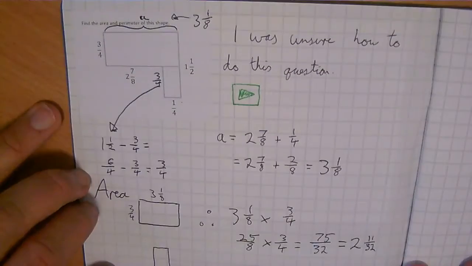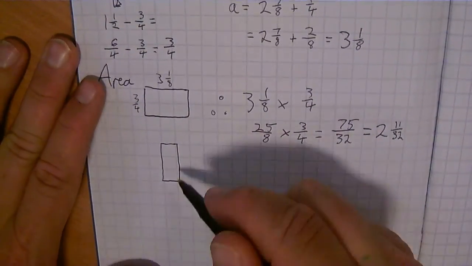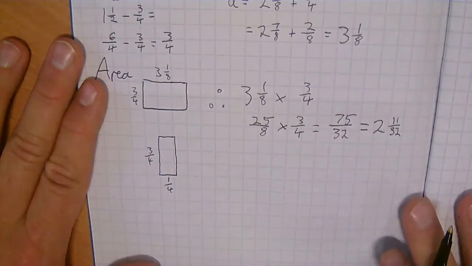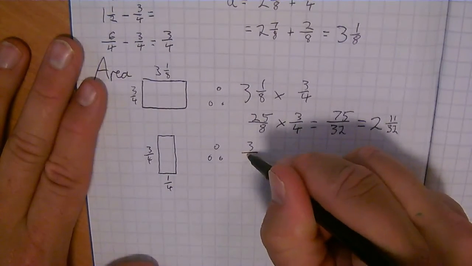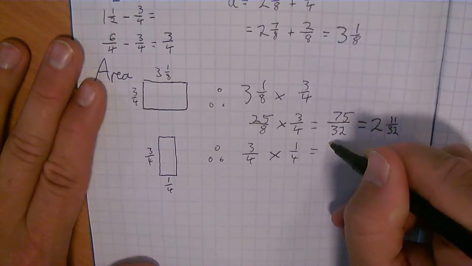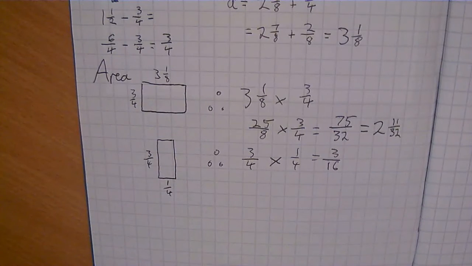That's the sort of portrait one, I'll call it. So that's 1/4 that way and 3/4 this way. So 1/4 by 3/4. Therefore, to find the area, I'm going to do 3/4 times 1/4, which is 3/16.